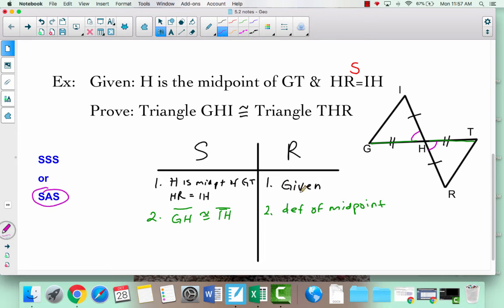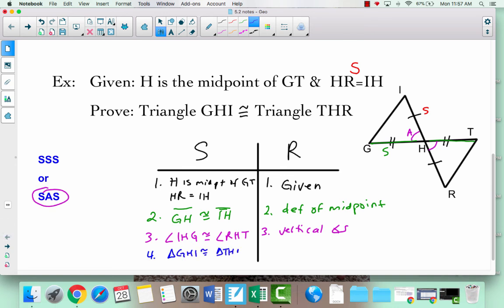And then in step 3 we can talk about the angles that we marked. So we can say that angle IHG is congruent to angle RHT because they were vertical angles. And now we've talked about every single side and angle. We had this side at the beginning, so here was a side. We talked about this side here, and then lastly we talked about the angle in the middle, so side angle side. So in step 4, our final step, we can say that triangle GHI is congruent to triangle THR, and the reason is because of side angle side.